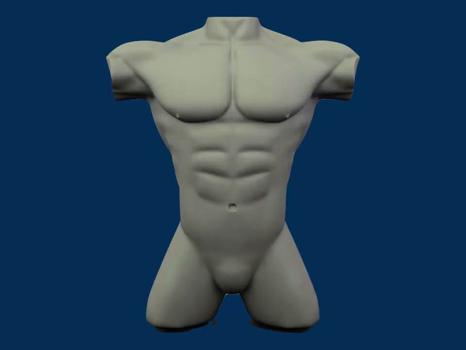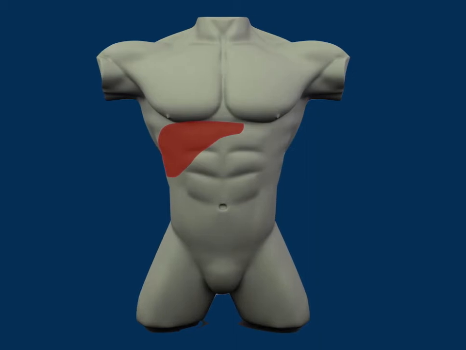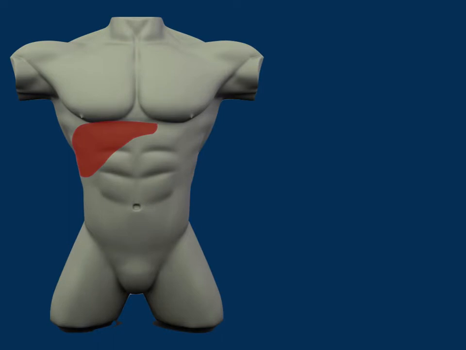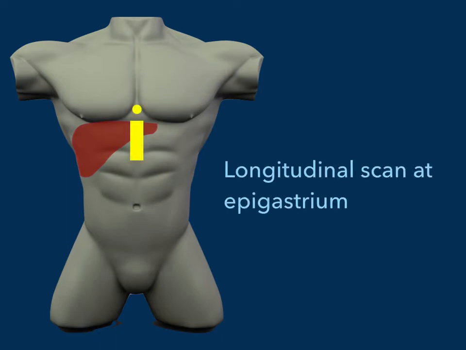So, first question is, where is the liver? Actually, the liver is an abdominal organ, but is positioned below the ribs, so it's actually positioned in the theoretical thorax. For assessing the liver, we are going to use different approaches. The first one is the longitudinal scan at the level of epigastrium. Remember to place the probe marker towards the patient's head because it's a pure sagittal scan.